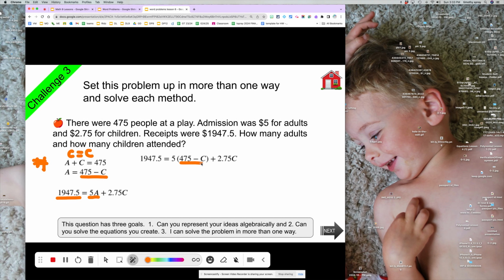And of course what we're going to do here is we're going to sub 475 minus C for A. Now at this point here, we're back to where we've been very successful. We're going to expand everything out. So that's what I did here. We're going to collect like terms. We're going to divide. Oh, so we collected like terms here. We subtracted 2,375 from both sides, and then we're going to divide by 225. So it looks like C equals 190, and C was children, and then adults would be 475 minus 190. So I hope that helps.